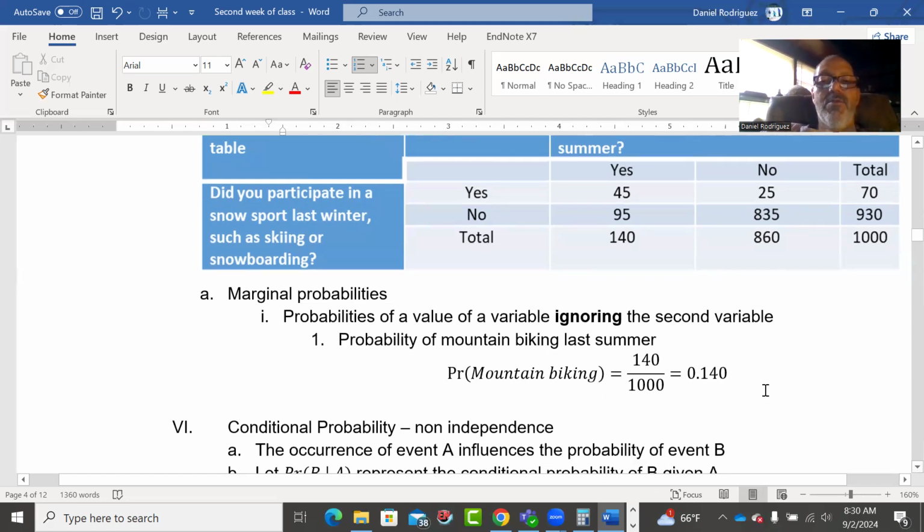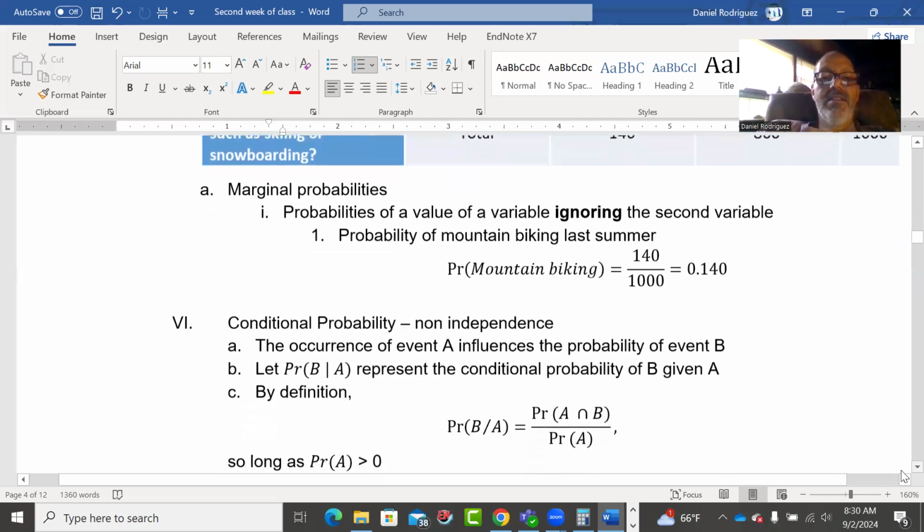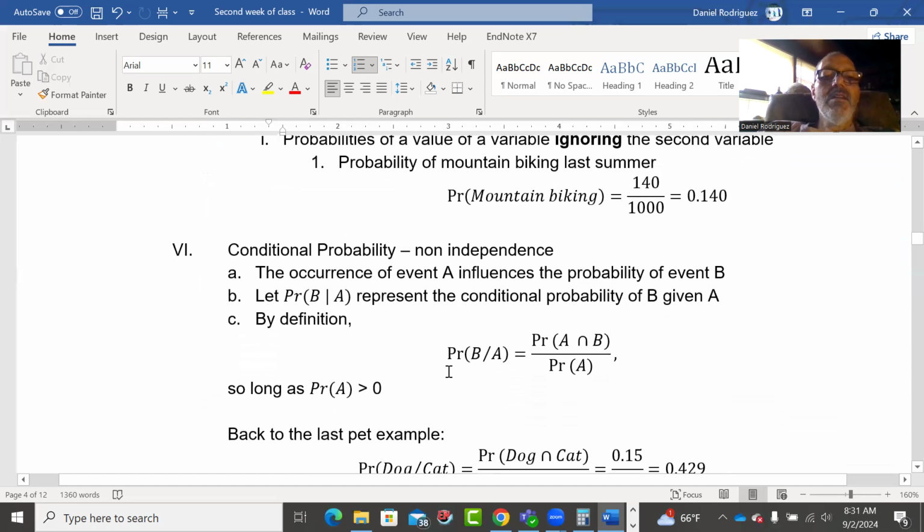Conditional probability, well, we have to keep in mind what the condition is. So the occurrence of event A influences the probability of event B, right? So they're not independent in a sense, unless this is 0. So let the probability of B given A represent the conditional probability of B given A. So remember, there's this line here that represents the condition. Right? It probably should have been a curved, slanted line. That's okay.